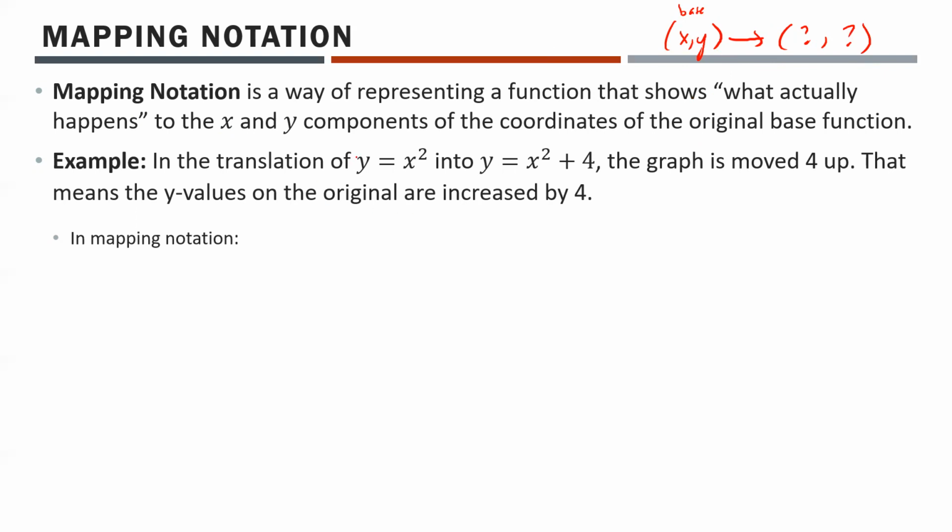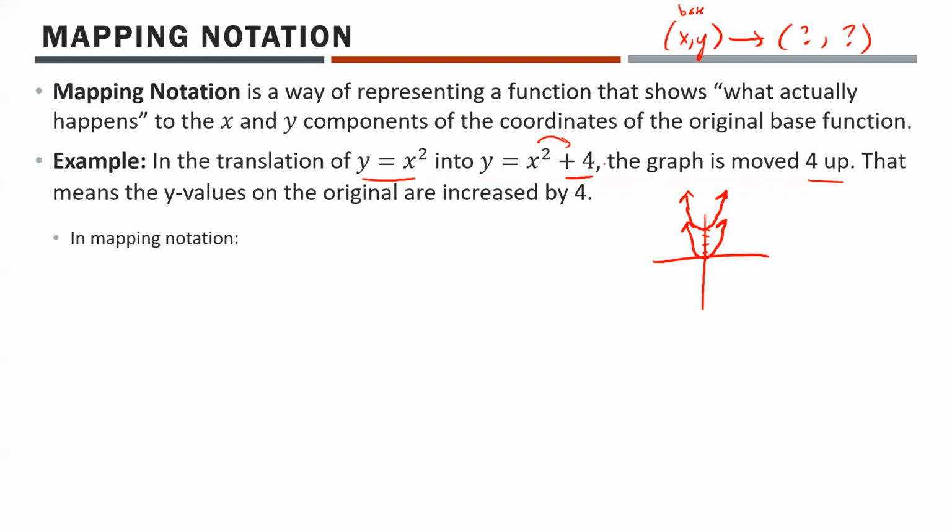So in the translation of y equals x squared, that's our base function, into y equals x squared plus 4, the graph has moved 4 up. Well, this, of course, shouldn't be a surprise because we're adding 4 to the outside of the function, right? Now, that means the y values on the original are increased by 4. So what this would look like in mapping notation, if this was the original graph right here, all we're doing is we're moving that original graph up by 4. So maybe now it looks something like this. You know, we've moved it up 1, 2, 3, 4 places.